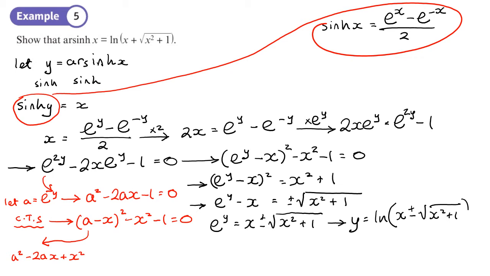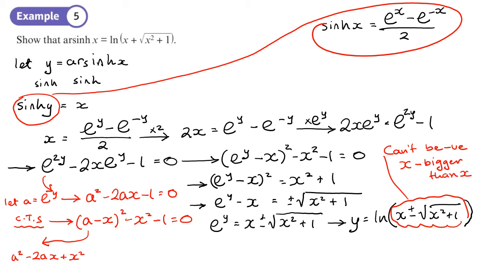Now, can we leave it like that? Well, let's have a think about this plus or minus. Yeah, this bit in the bracket here is not allowed to be negative. Okay, can't be negative. You can't do the log of a negative number. Now, is it possible that this could be negative? Well, if I'm doing x minus something that's bigger than x, I'll end up with a negative. X minus something that's a bit bigger is going to be a negative.